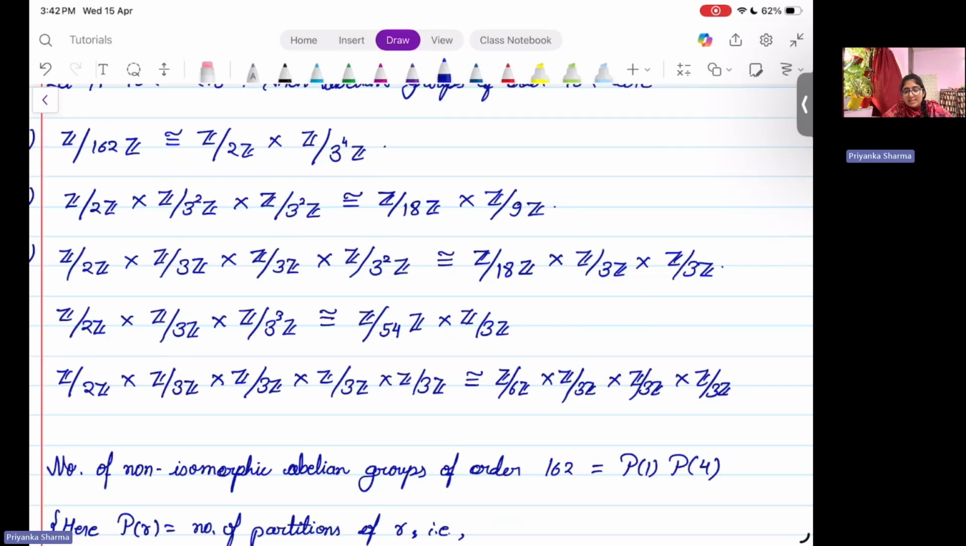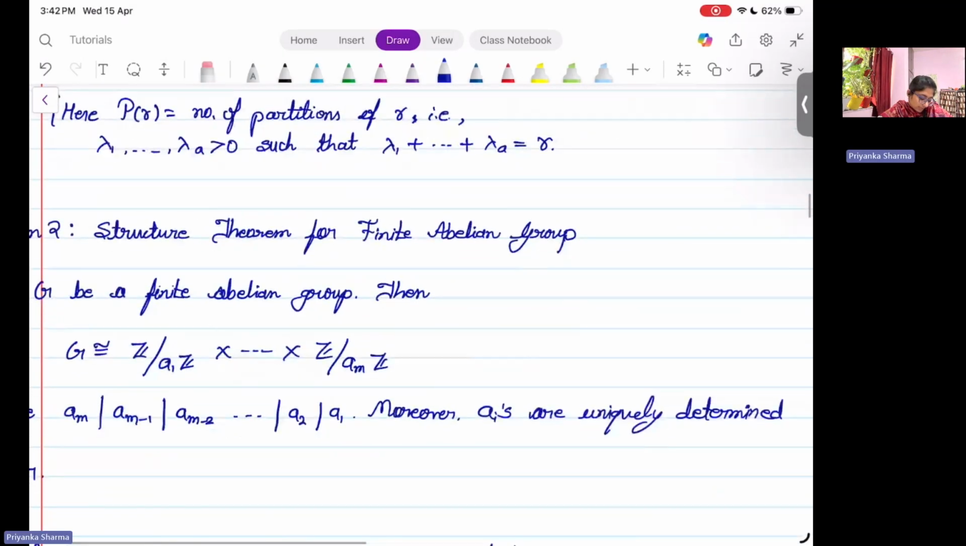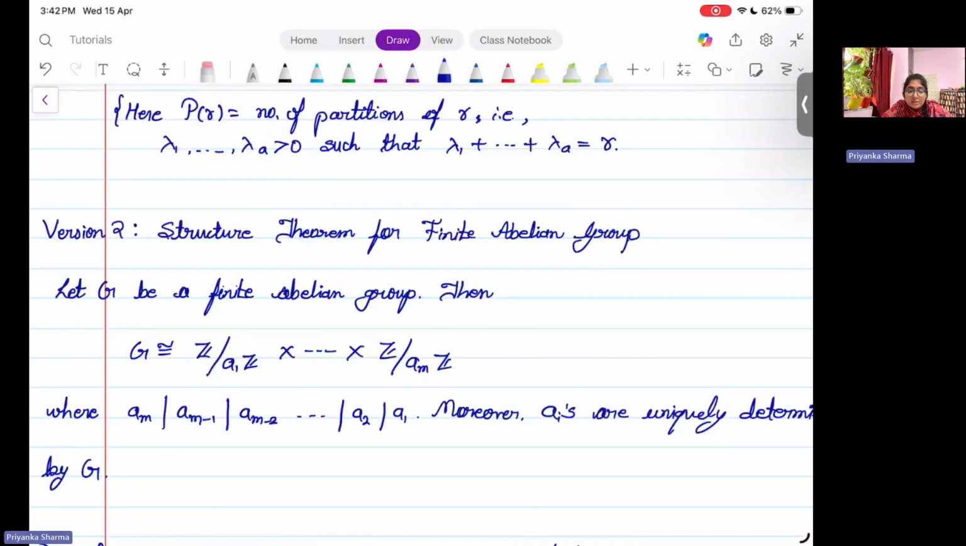Like the highest power of 3 and the corresponding group, which is Z mod, say, 3 to the power i Z, that was clubbed with Z mod 2Z. So this is the motivation behind the second version of the structure theorem. If we have a finite abelian group G, then G can be written as Z mod A1 Z cross Z mod A2 Z cross up to Z mod AM Z, where AM divides AM minus 1, AM minus 1 divides AM minus 2, up to A2 divides A1.